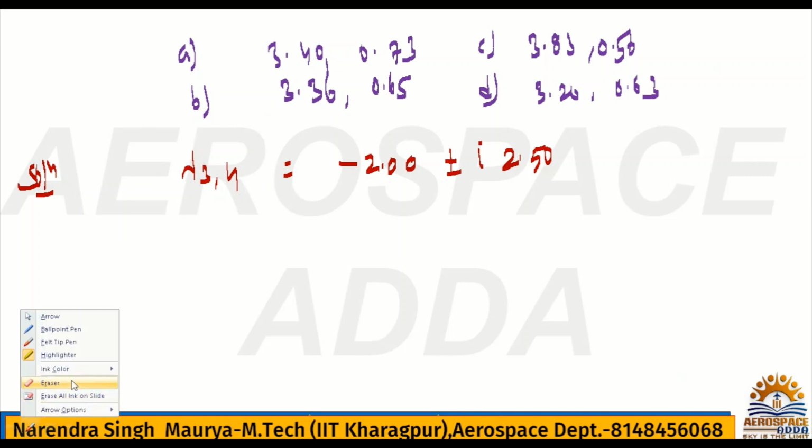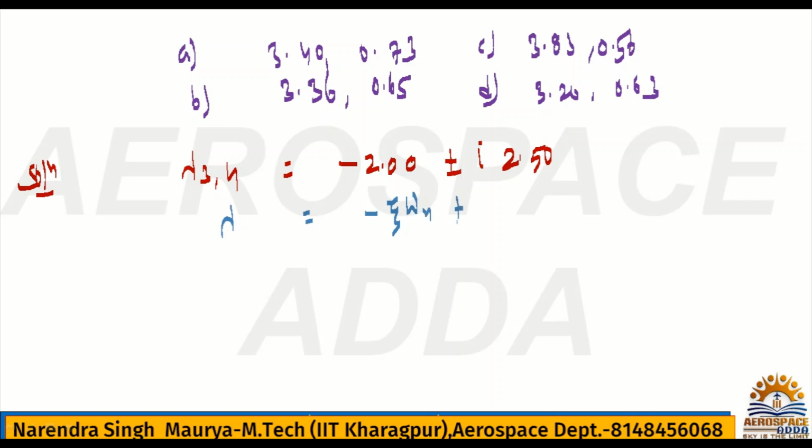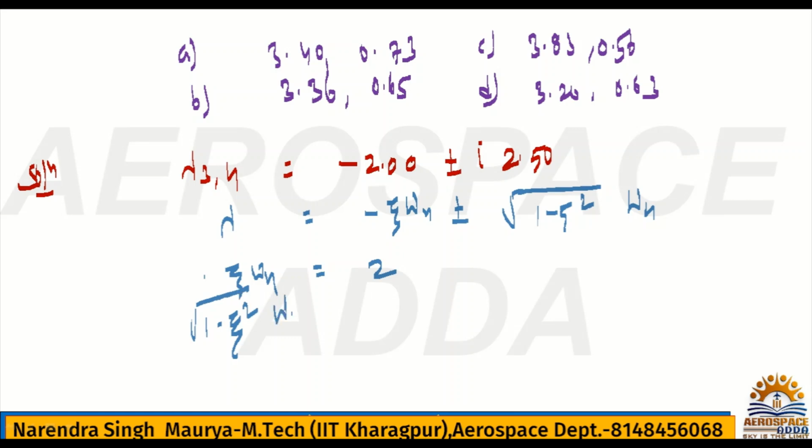So we'll simply compare. Lambda is nothing but minus chi omega n plus minus root of 1 minus chi square omega n. You just compare with this. Once you compare, what you will get? Chi omega n is equal to 2, and root of 1 minus chi square omega n is nothing but 2.50. Equation 1 and equation 2.